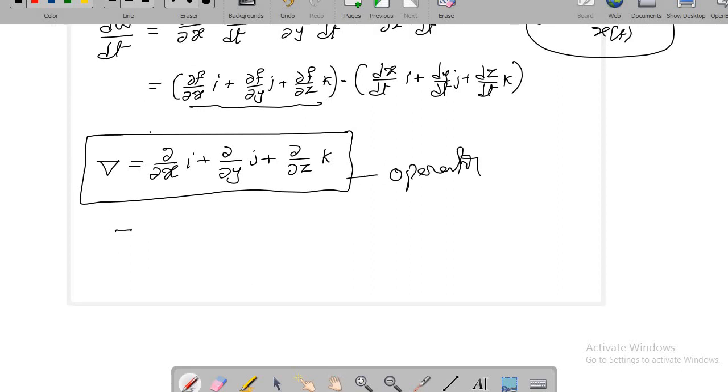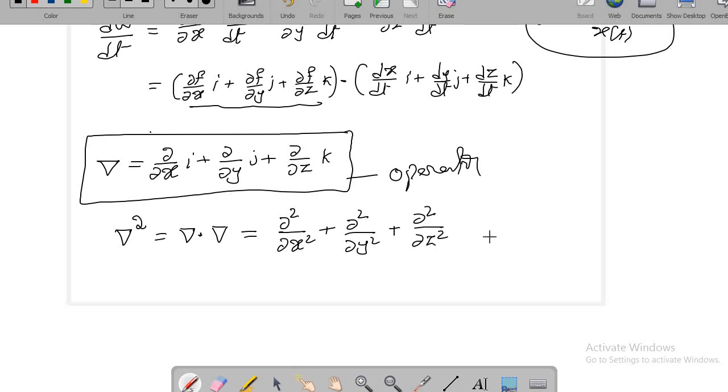And here, let me write what the del square operator is. It is nothing but del dot del. Why? Because these are in vector form, I can take the dot product. So the dot product of this with this is nothing but dou square by dou x square plus dou square by dou y square plus dou square by dou z square. And this is what we call the Laplace operator.